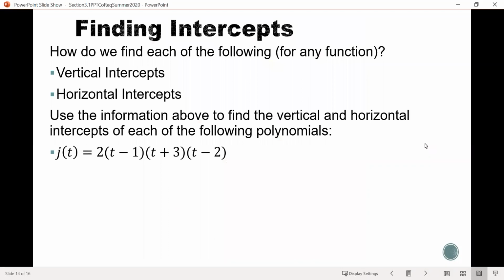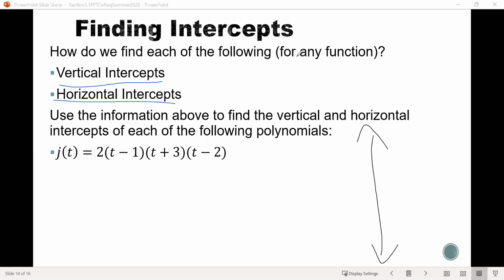Okay, so let's talk about finding intercepts for polynomials. And before we do that, let's just talk about them in general. Thinking back to stuff we talked about in chapter 2, how do we find each of the following for any function? So vertical intercepts and horizontal intercepts. What does that mean? Well, let's first of all remind ourselves what those are.